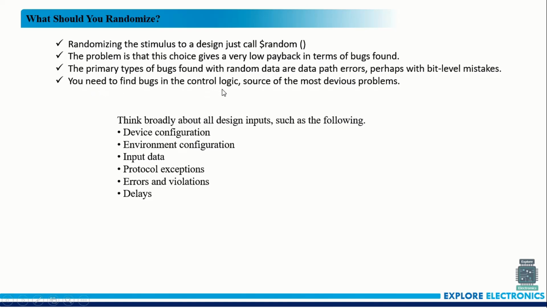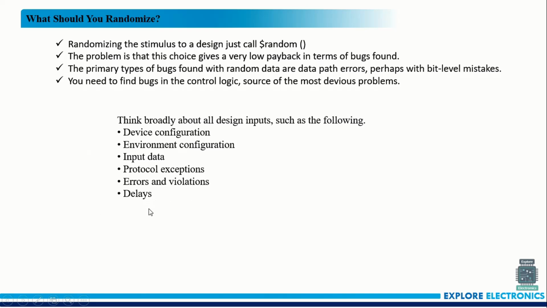But we need to find the bugs in the control logic also. Control logic in the sense, as I said, write and read should not happen together. If it happens, what happens? Those kinds of things we need to identify. And there are different control signals in our complex designs. We also need to think of the device configuration and the environment configuration, what input data I need to give, and, if you are testing any protocol, whether exceptions should be considered, or whether we can treat them as a bug or not, whether errors and violations are legal or can be skipped, and how the delays will be in the design.